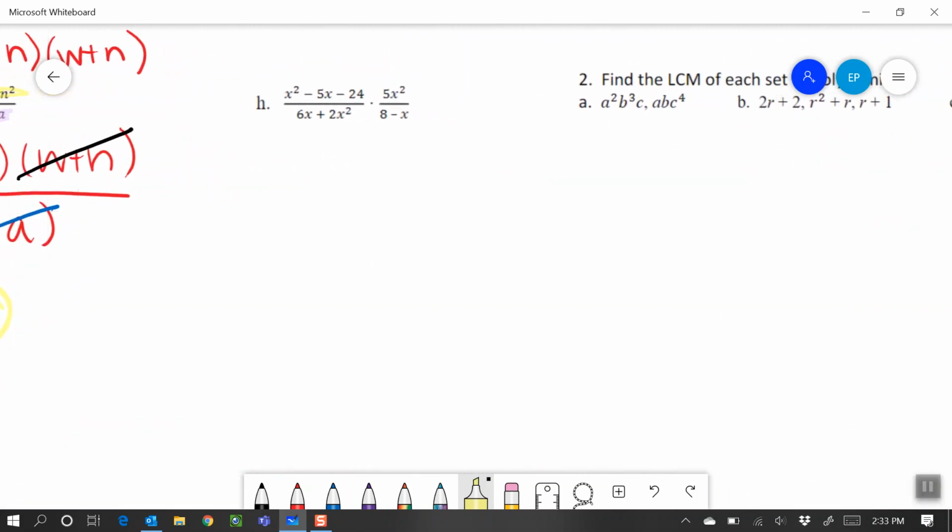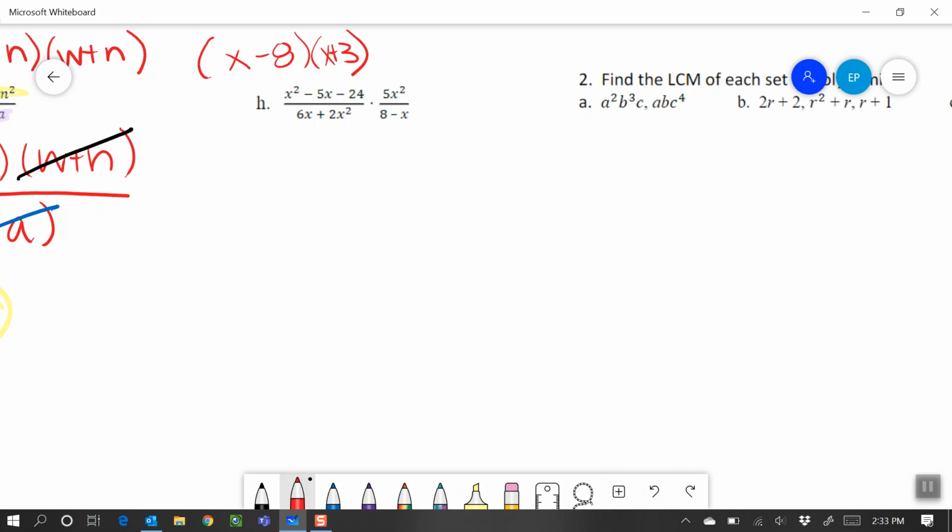On H, I'm going to bring this over just a little bit for that, and then I'll erase it before I do the LCM. I have a multiplication problem, but I've got to factor. So the top factor, the factors of -24 that add up to be -5 are going to be x minus 8 and x plus 3.